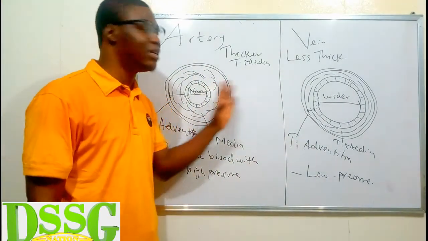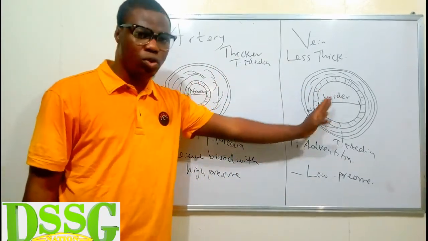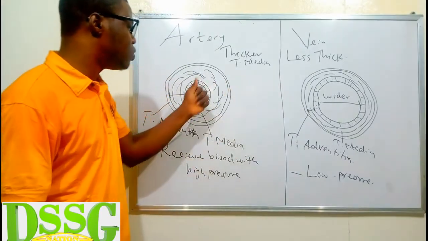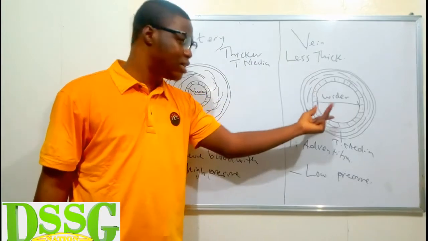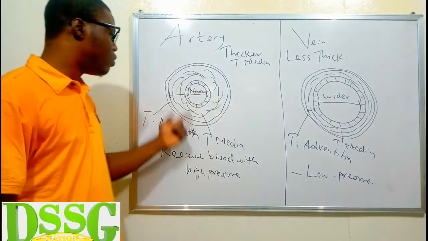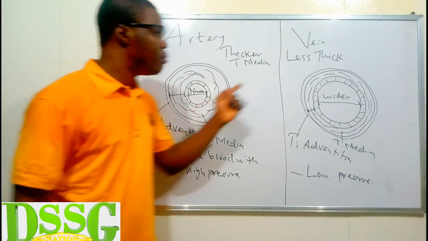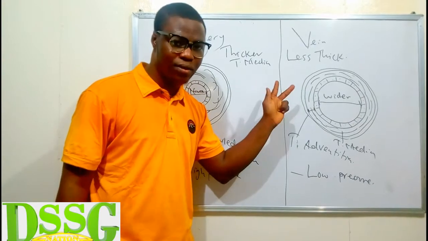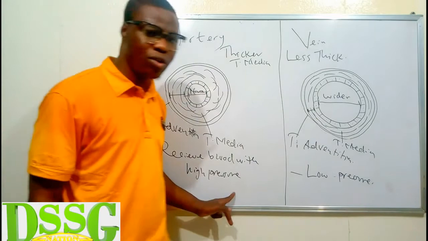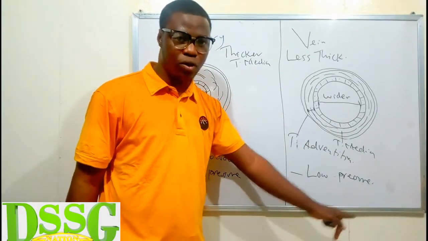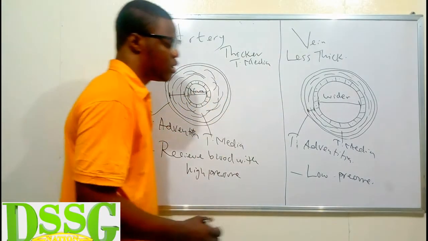So that means what? Four differences between artery and vein. The first one is that artery carries blood away from the heart. Vein carries blood towards the heart. That is one. Another thing is what? Artery has thicker tunica media, while vein's tunica media is less thick. Making two. Now, the narrow is what? The artery has a narrow lumen, but the vein has a wider lumen, making three. And now the next one is that artery receives blood with high pressure, while vein receives blood with what? Low pressure.